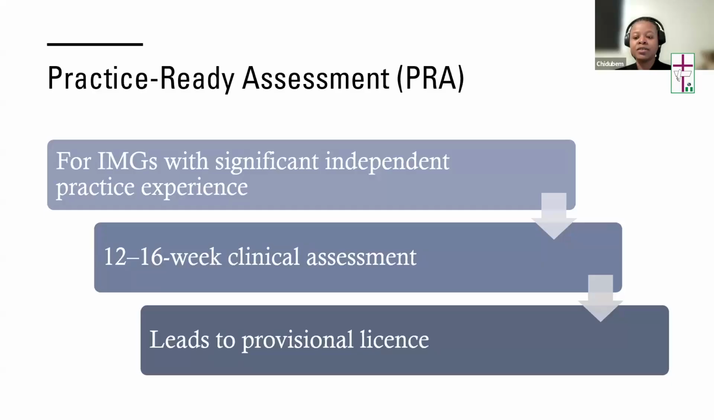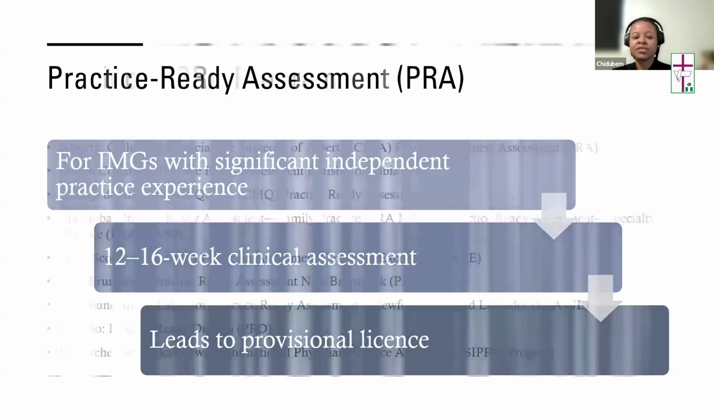Usually you have a 12-week supervised clinical assessment. Here, the physician is evaluated in the full scope of family practice, including the clinics, the ER, the emergency room, hospital, and long-term care settings. This leads to a provincial license. PRA, of course, is faster than residency. When you are coming in, you are expected to be able to practice independently, so it usually has a more strict eligibility criteria for you to be able to do this.